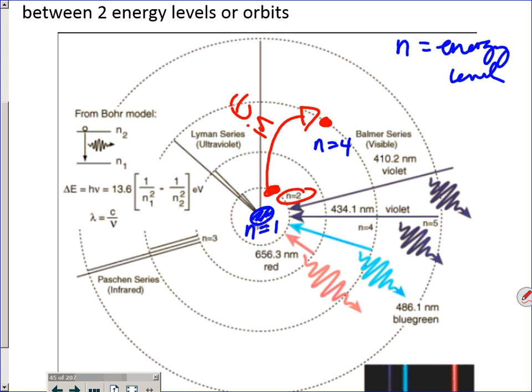Eventually we crash. And as we crash, we go from n equals 4, sugar high, down to the ground state, or down to where we were. So when you crash, are you releasing energy or absorbing energy? Releasing energy. So energy out.